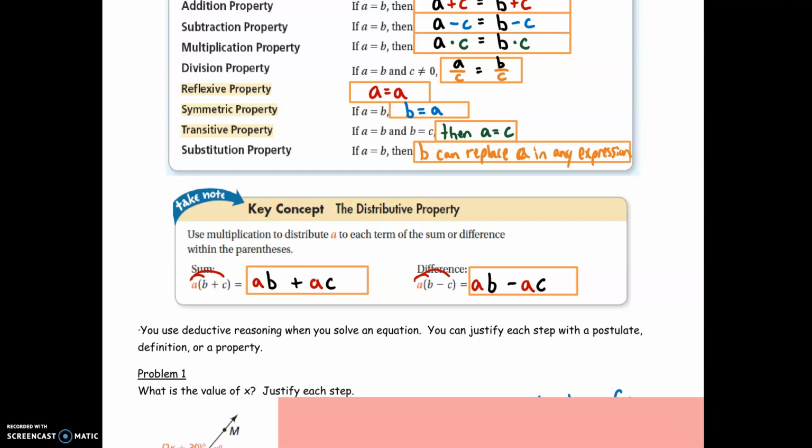We can use multiplication to distribute, and again, just by multiplying twice, we have two products, ab plus ac if I'm using addition, or ab minus ac if I'm using subtraction. Works no different if I'm using a sum or a difference.